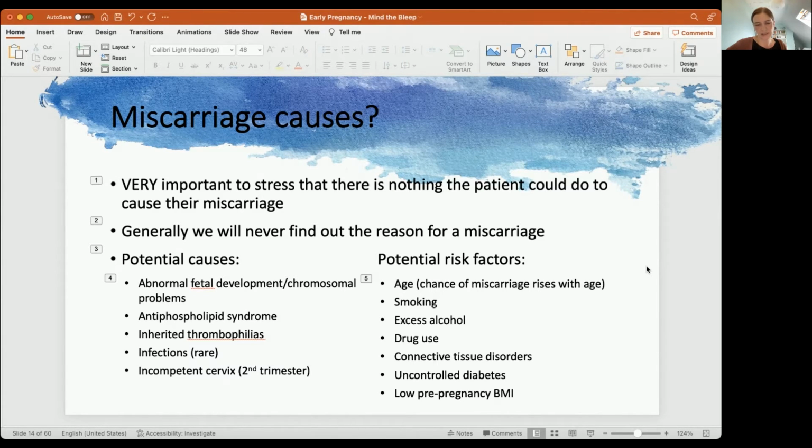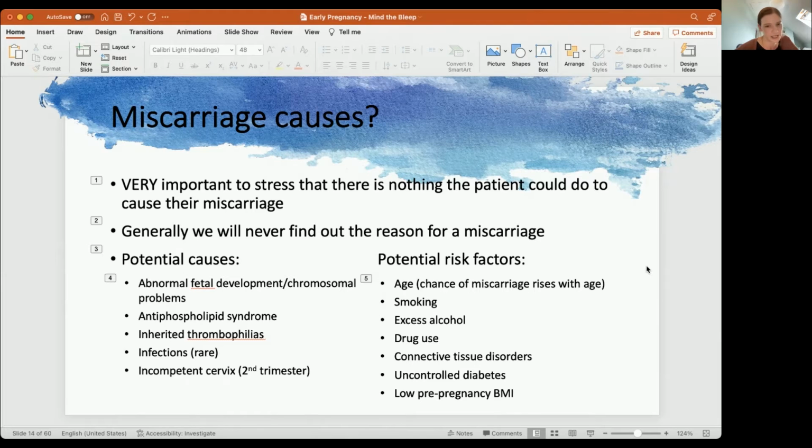Risk factors are all the usual risk factors for everything. So being older, smoking, drinking, drug use, uncontrolled diabetes. There is a link as well with low pre-pregnancy BMI, slightly more likely to have a miscarriage. The connective tissue disorders link is mostly because they're more likely to have antiphospholipid syndrome, so that is more likely to cause a miscarriage as well.